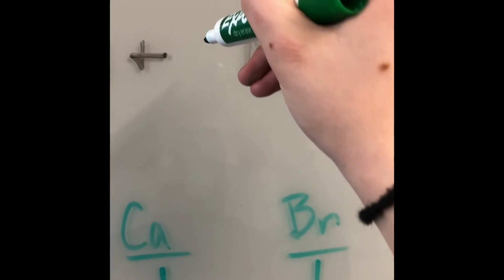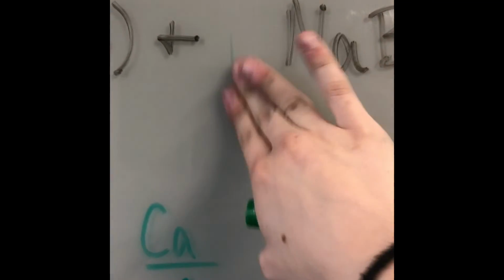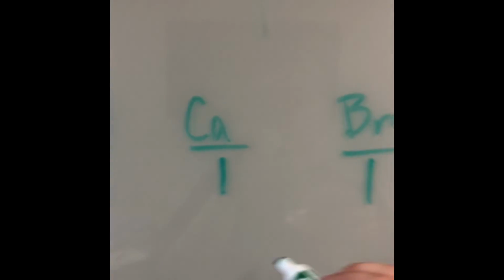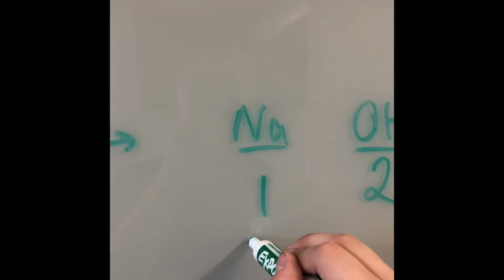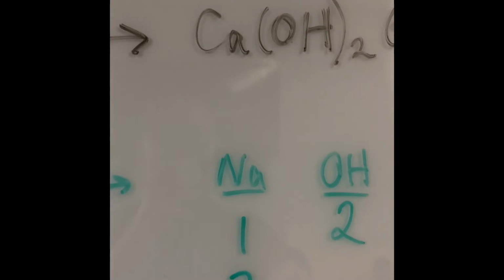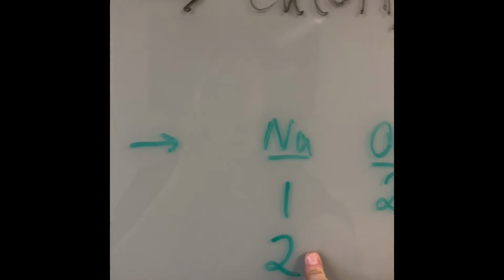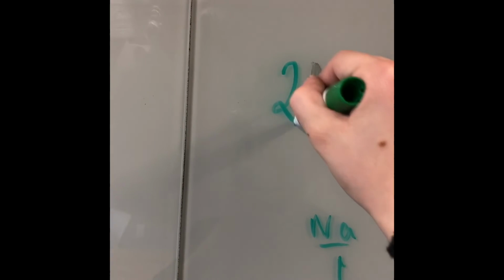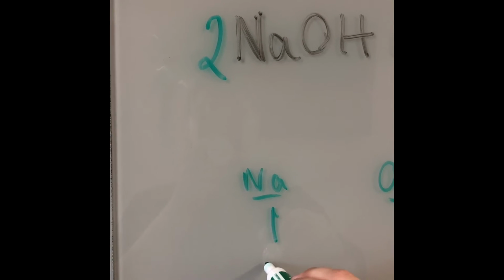We have 2 over here, 1 over here, so we're going to add a coefficient of 2 to this. And then we have 2 bromine, and we want to make sure we keep track of this, 2 sodium. So now our sodium is uneven. Now we have 2 sodium over here, but only 1 here. So let's add 2 as a coefficient. So now we have 2 sodiums.